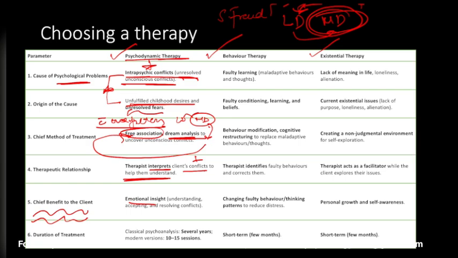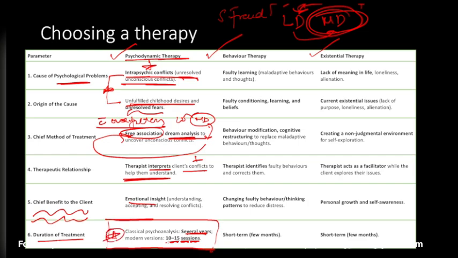And the duration of treatment in psychoanalysis is one of the drawbacks of psychoanalysis, amongst many others. It may take several years, and even the modern versions, which are short-term psychodynamic therapies, would take at least 10 to 15 sessions.